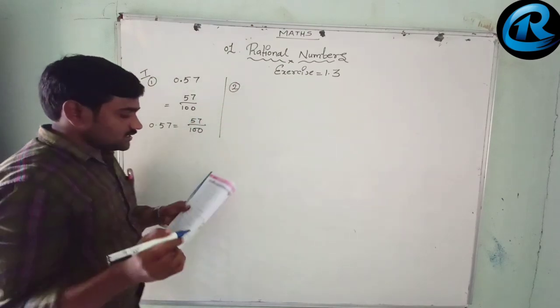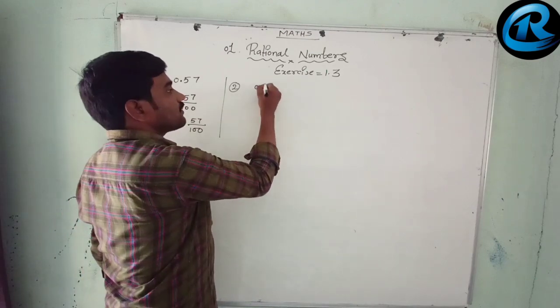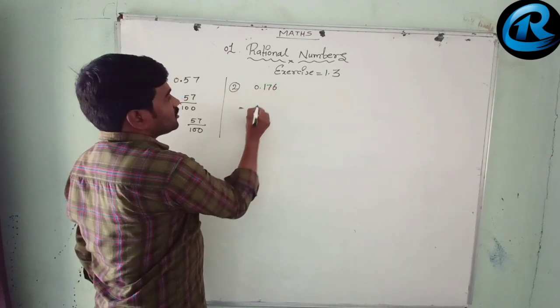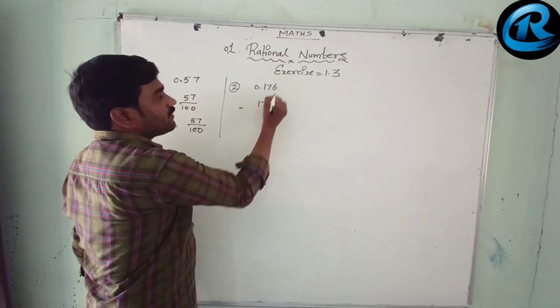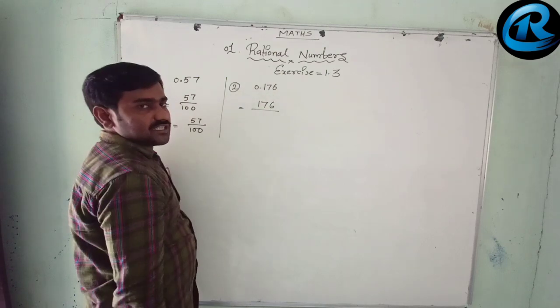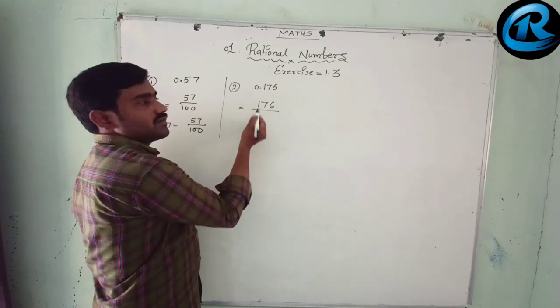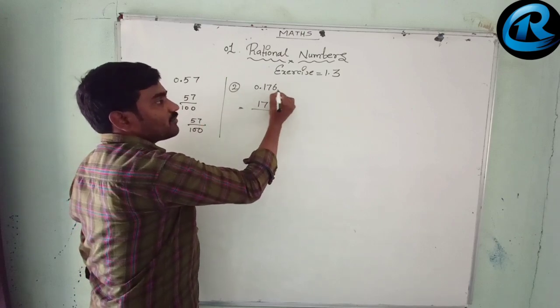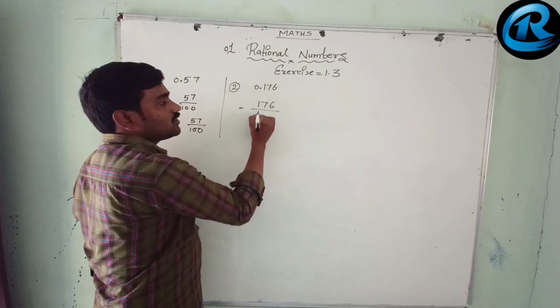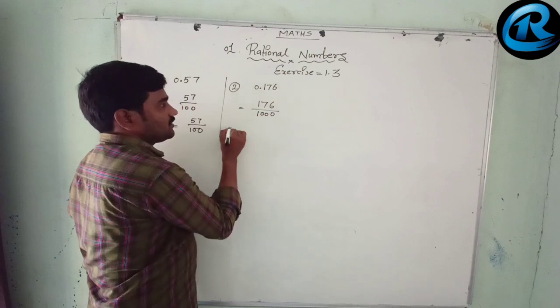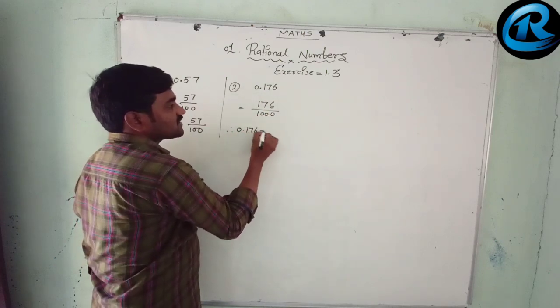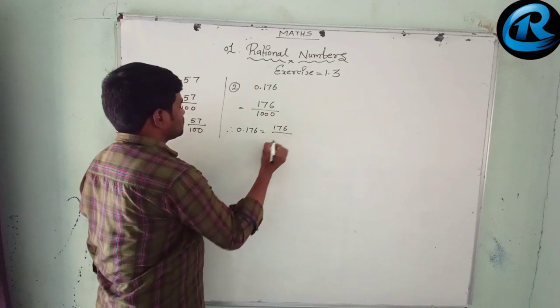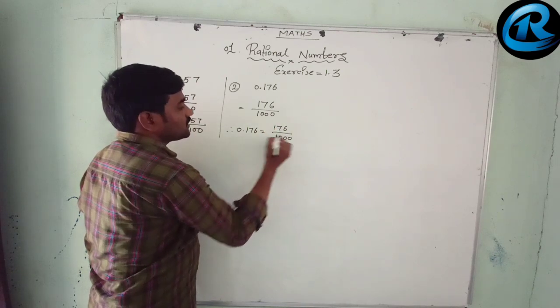Then the second question is 0.176. You write the complete number, 176. The 0 need not be written because 0 has no value on this side. Now after the decimal point, how many digits are there? 1, 2, 3. So you put 1000. Simple. 0.176 equals 176 by 1000.